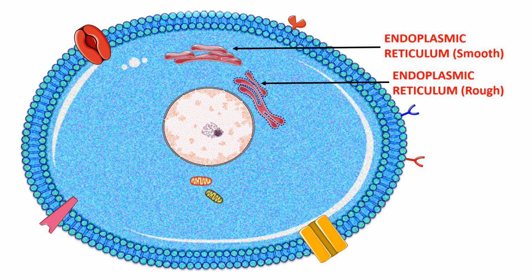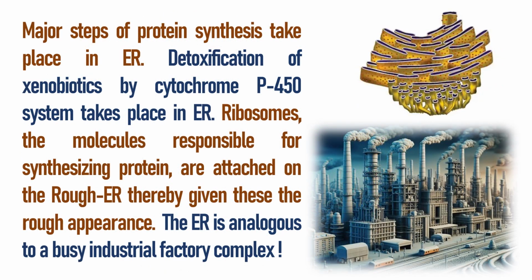From the viewpoint of genomics, nucleus is a membrane-enclosed organelle within a cell that contains the chromosomes which encode genetic material. The endoplasmic reticulum is a complex network of interconnecting membrane channels that are continuous with the nuclear membrane and plasma membrane. In most cell types, it can be considered as the largest organelle. Major steps of protein synthesis take place in endoplasmic reticulum. Detoxification of xenobiotics by cytochrome P450 system takes place in endoplasmic reticulum. Ribosomes, the molecules responsible for synthesizing protein, are attached on the rough endoplasmic reticulum, thereby giving these the rough appearance.